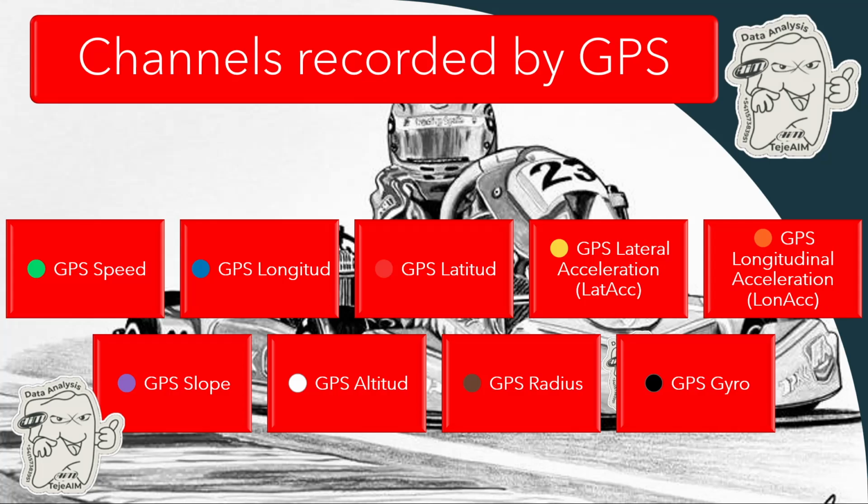But what is really interesting are the g-forces: the longitudinal g, which tells you how hard you are accelerating or braking, and the lateral g, which measures grip, how much force the kart is taking from the side in the corner. GPS slope is recorded if the track has inclines or descents, the altitude as well, and a very interesting one, the GPS radius. GPS radius, what is that? It measures the radius of the curve the kart is tracing at that moment.